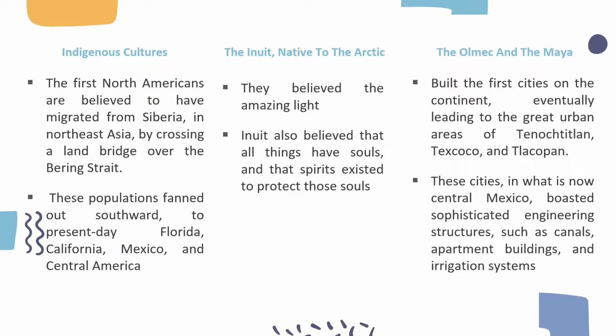The second is the Inuit, native to the Arctic. They believe in the amazing light, and the Inuit also believe that all things have souls and that spirits exist to protect the souls. And the third, the Olmec and the Maya culture, built the first cities on the continent, eventually leading to the great urban areas of Tenochtitlan, Texcoco, and Tlacopan. And the cities in what is now central Mexico boasted sophisticated engineering structures such as canals, apartment buildings, and irrigation systems.